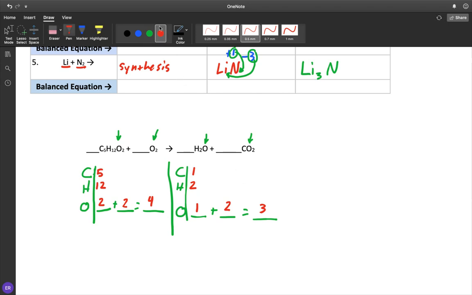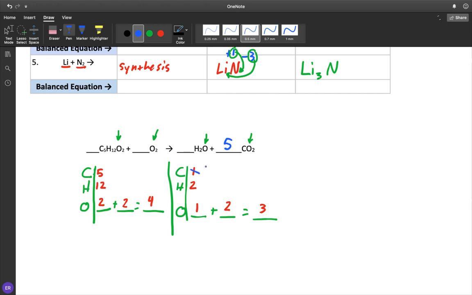So the only thing that we can change is the coefficient. And we have to multiply the coefficient with each and every subscript in the compound. So the number that I'm going to multiply with is going to be 5 because I want to get 5 carbons. So carbon, I'm going to have 5 now. Actually, I'm going to make it in a different color, right here, 5.